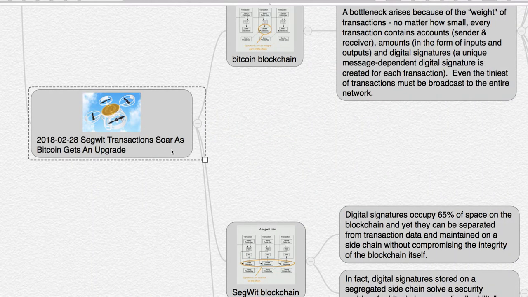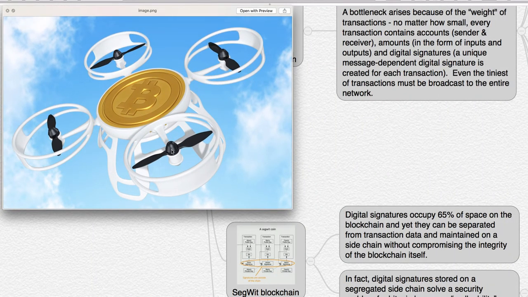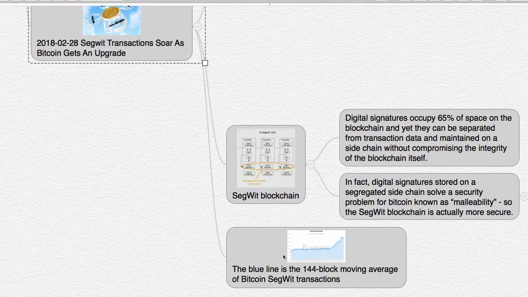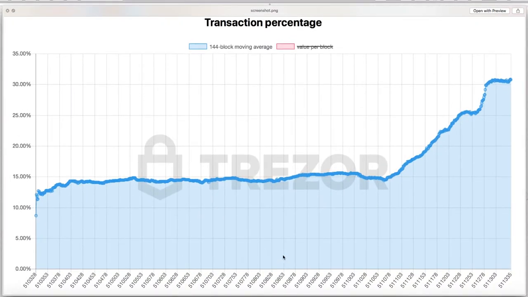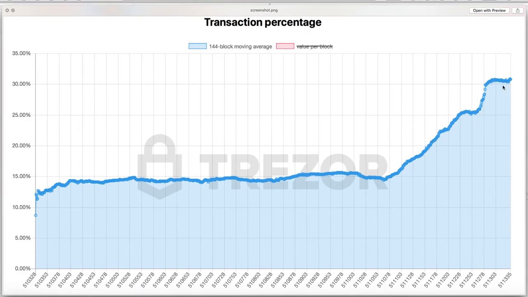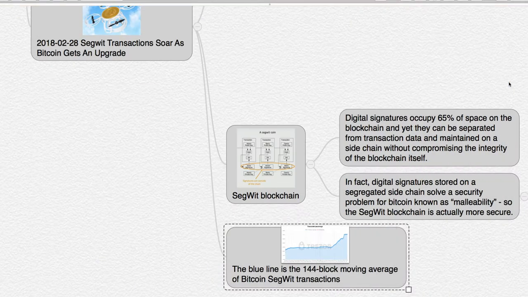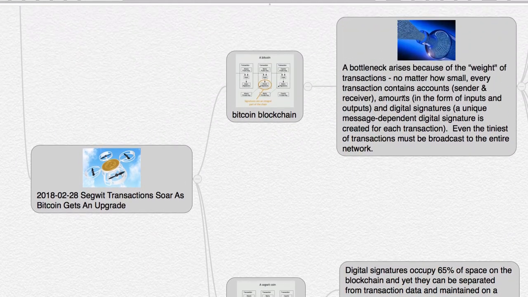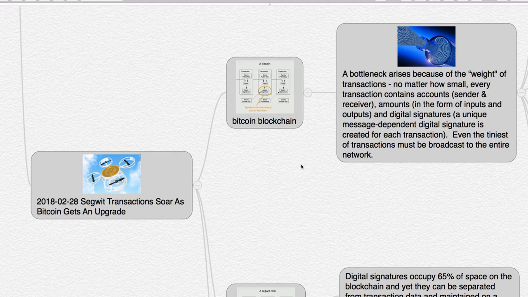So what's going on? Well, SegWit transactions are up significantly since Bitcoin Core version 0.16.0 has been released. The blue line on this chart is the percentage of SegWit transactions. You can see this is a 144 block moving average, and it was running normally around 15%. It's more than doubled to over 30%. So Bitcoin SegWit transactions are rising dramatically.